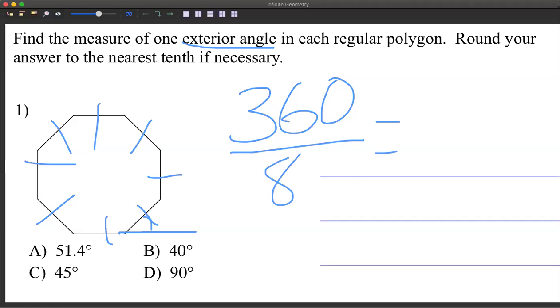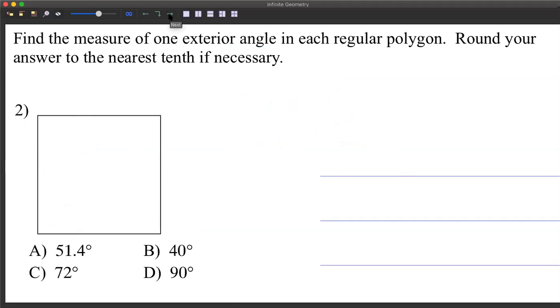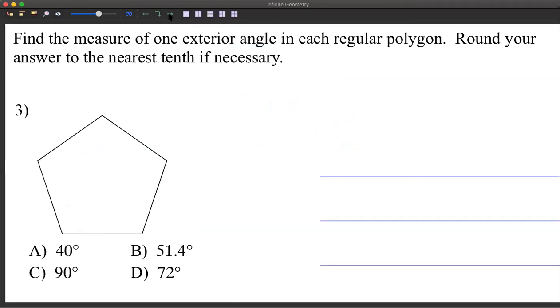Okay, so got that answer pretty easily. And that's all I do for the exterior angle ones. This one you already know. That's super easy. So just do 360 divided by the number of sides.